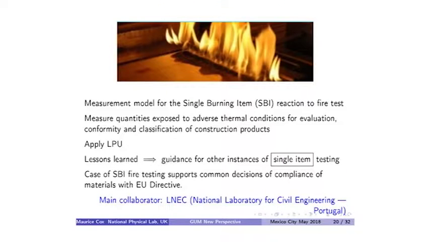The second example is the single burning item reaction to fire test. We only have one item, and we set fire to that item, and we investigate temperature distribution throughout a region, we investigate convection properties and so on. It's a difficult area because we can't repeat exactly the same measurement. And so we have to rely on past experience, empirical data, and so on. It's ideal for a Bayesian approach.